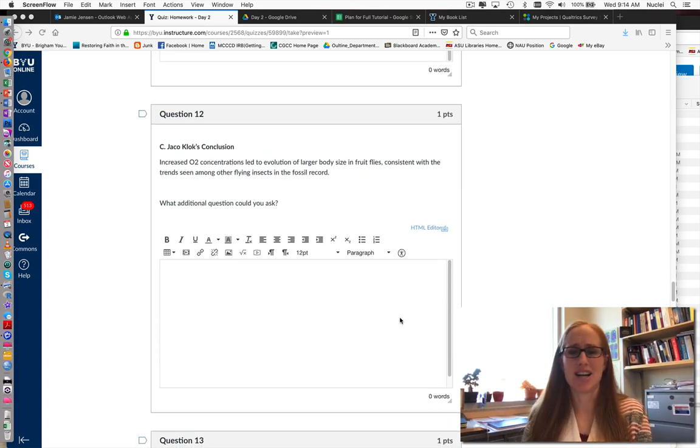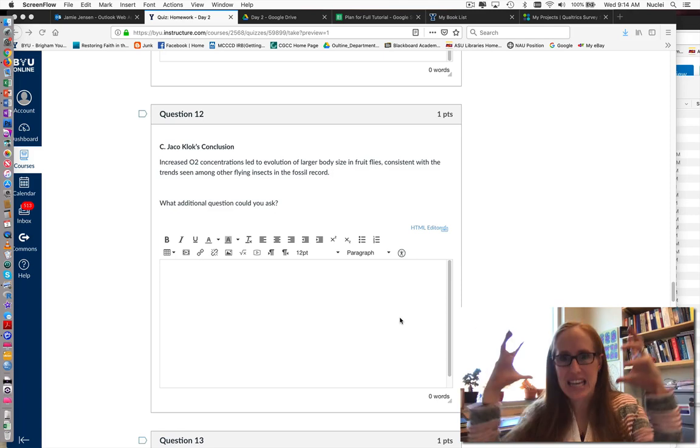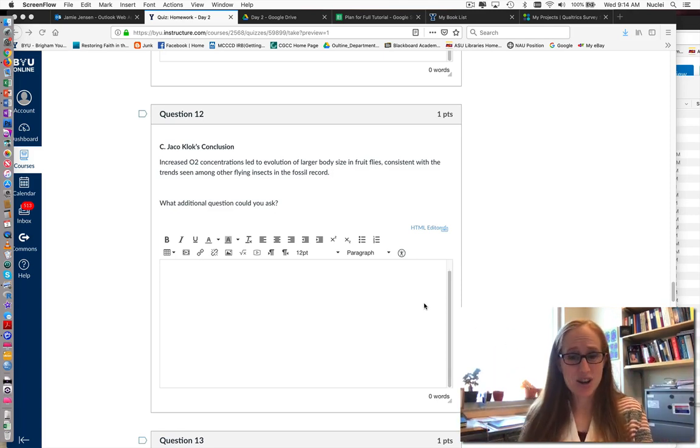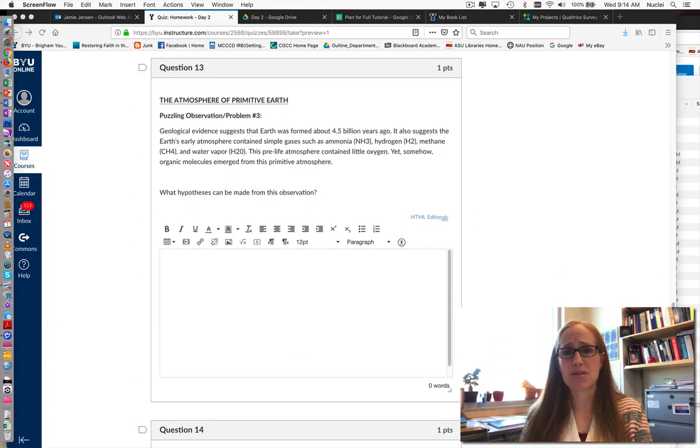Lots of additional questions you could ask. How big can we get them? Does this work for all bugs and not just fruit flies? Could we get a beetle that's like this big? So, all right, and then the next one is the primitive Earth atmosphere.